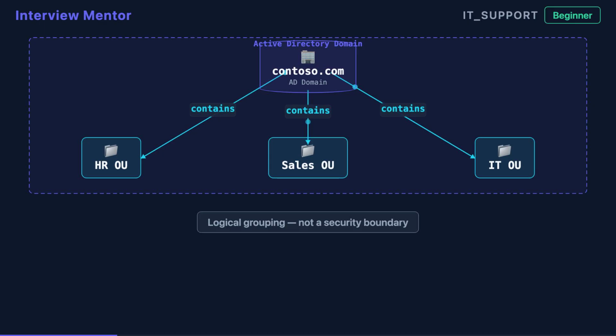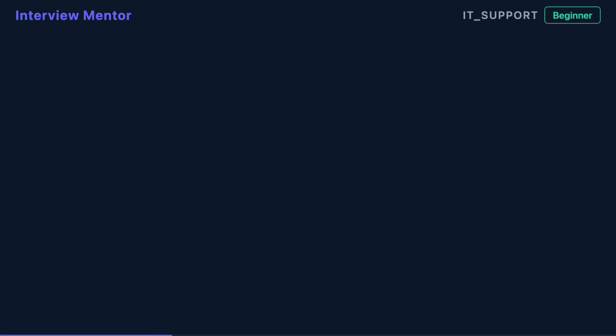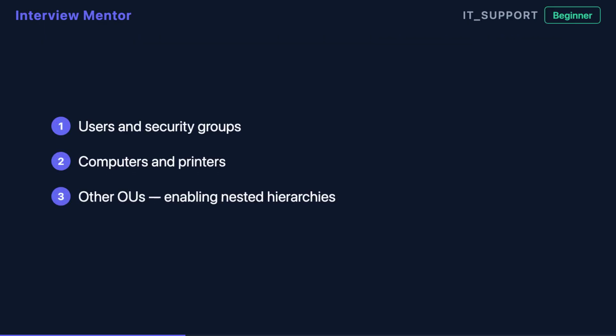OUs live entirely within a single domain, and unlike domains themselves, they don't create new security boundaries. Their purpose is purely organizational, making your directory easier to manage. An OU can hold users, groups, computers, printers, and even other OUs. That last part is particularly powerful.